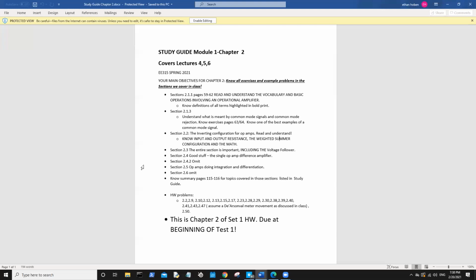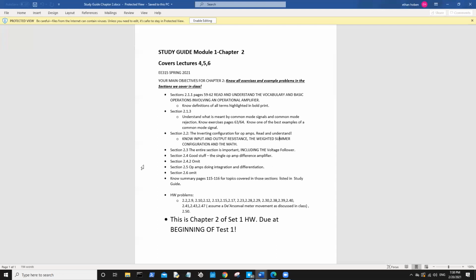All right. Then he says omit. Then we understand the integration, and differentiation is probably just the opposite of that. Well, it's not probably, it definitely is. Section 2.6 is an omit. And then yet again, he says know the summary. So everyone memorize your summaries, and then do homework. So we've covered all of that.